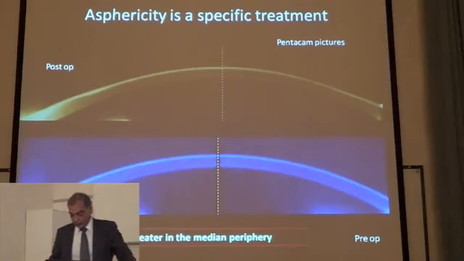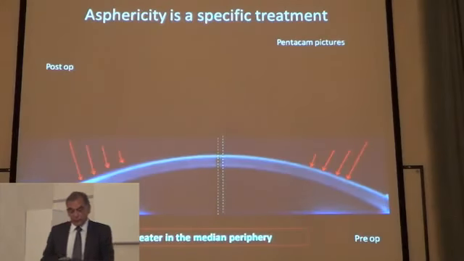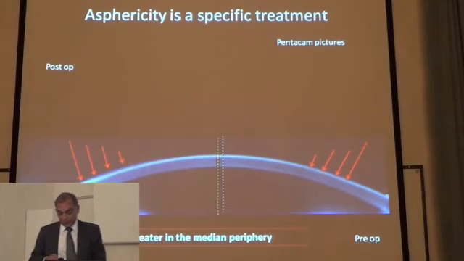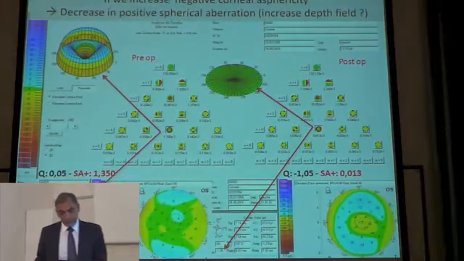Asphericity is a specific treatment. Ablation depth is greater in the mid-periphery, and you keep the same shape of the cornea. It's important to know that because you will see that we have very few keratometric changes, and we have only the shape of the cornea which changes with asphericity treatment.